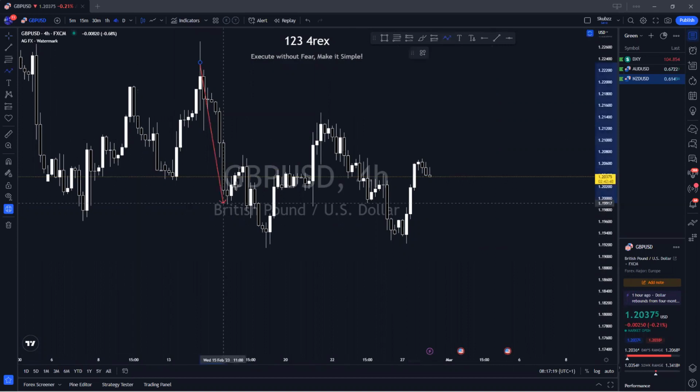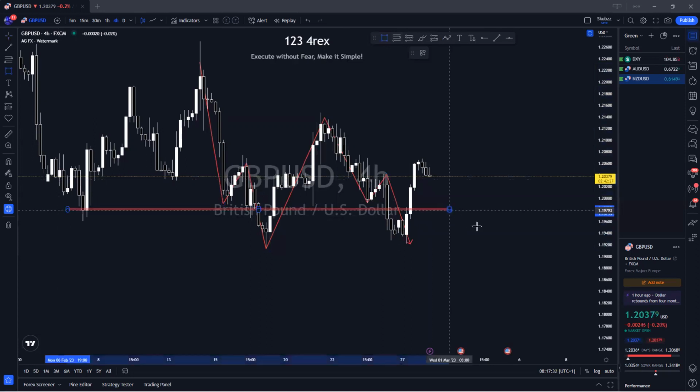So we basically created this low one. This one we sort of broke, we came back inside. We did as if we broke, we came back inside. Honestly, I feel GBPUSD is still ranging. Overall, this thing is still ranging.